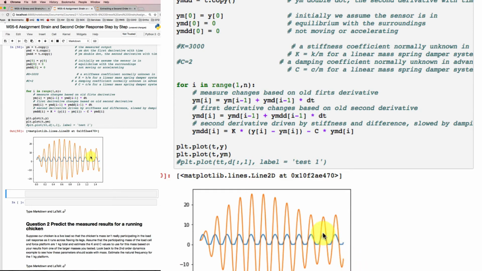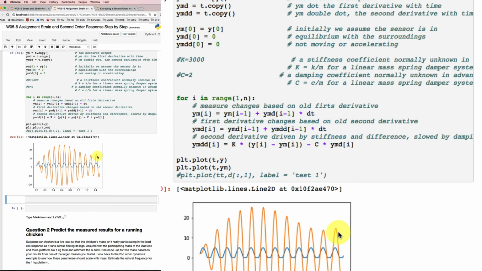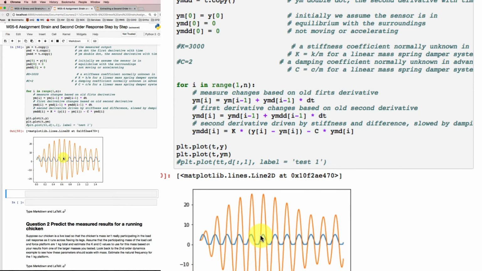Ooh, something weird is going on here. So it's quite bouncy up and down if I use those values for k. That's kind of frightening almost. So what do you think is going on here? I'm not sure, but I think this chicken is making that force platform bounce up and down.